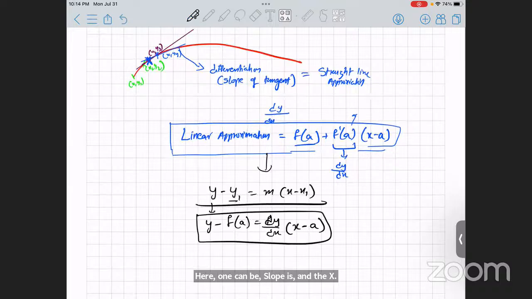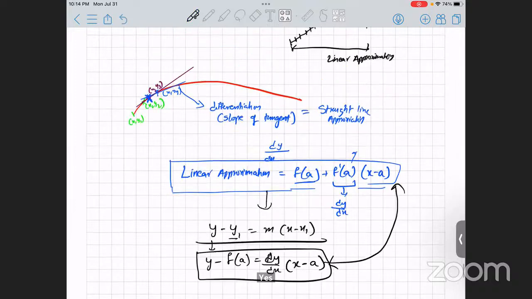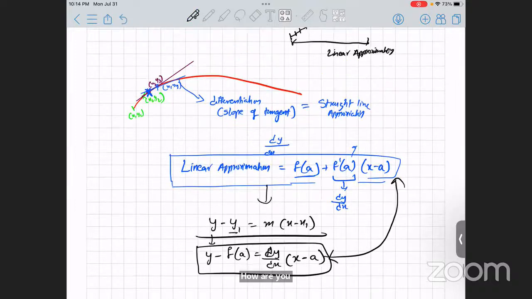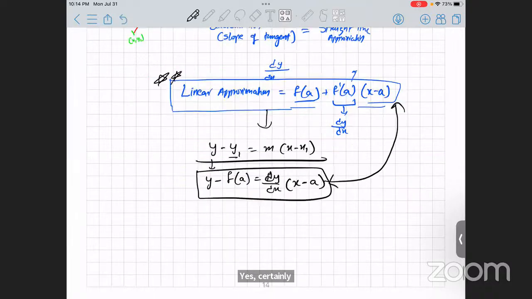Did you get the notion of this? Are you able to feel the formula? This is what I explained. Straight lines. Okay, clear. This is a linear approximation. Now we will solve some problems.